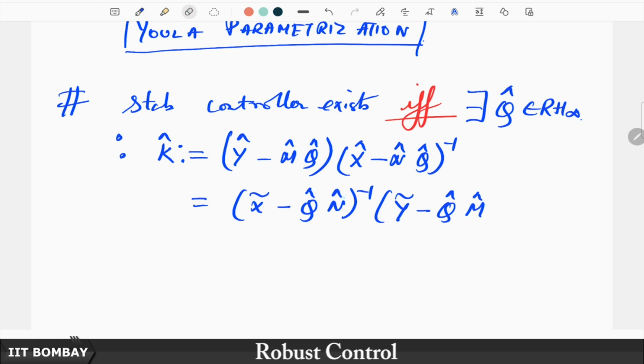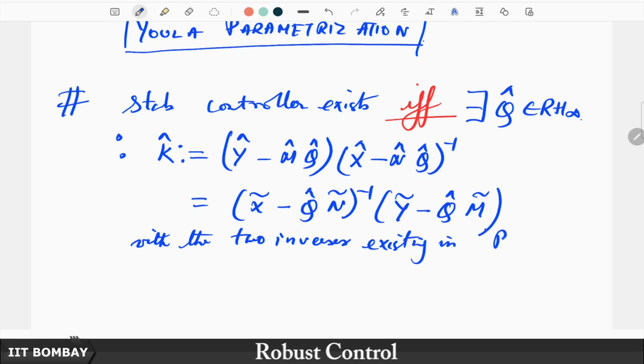Yeah, it should be the tilde. Right. So, this is the left co-prime factorization, with the two inverses in the left and the right co-prime factorization existing in RP, that is, they are proper. These inverses that we are cooking up are also proper, because if you multiply two proper transfer functions, you get a proper transfer function. So, this is the big result.